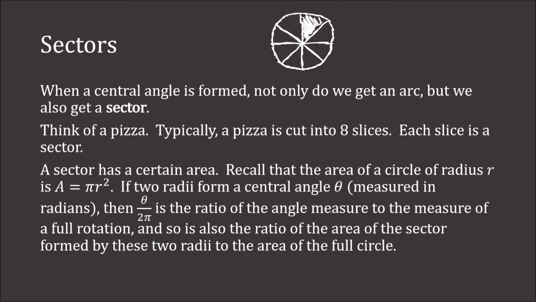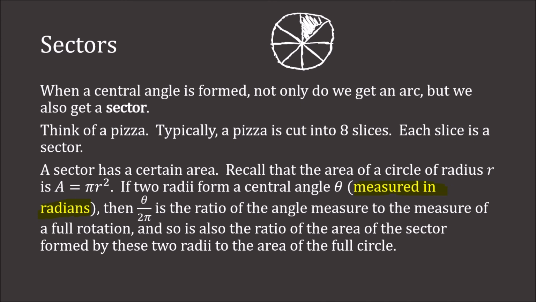Now a sector has a certain area. Recall that the area of a circle of radius r is given by pi r squared. So if two radii form a central angle theta measured in radians, again, that's very, very important, central angle must be in radians, then theta over 2 pi is the ratio of the angle measure to the measure of a full rotation. And so would also be the ratio of the area of the sector formed by these two radii to the area of the full circle.